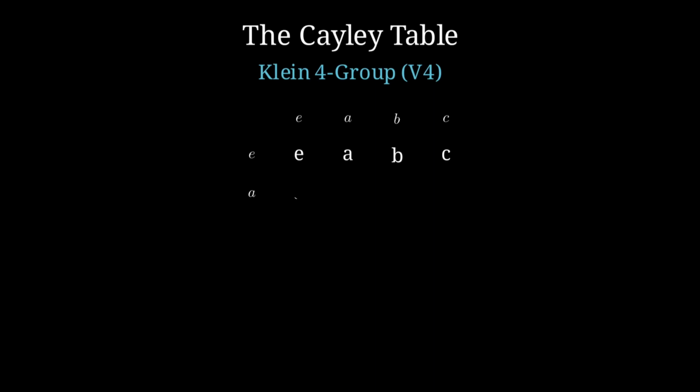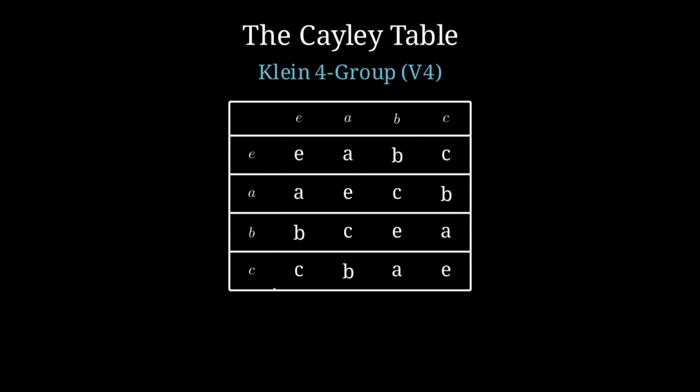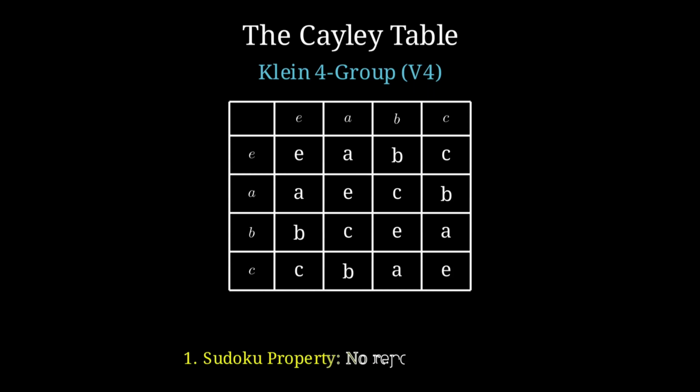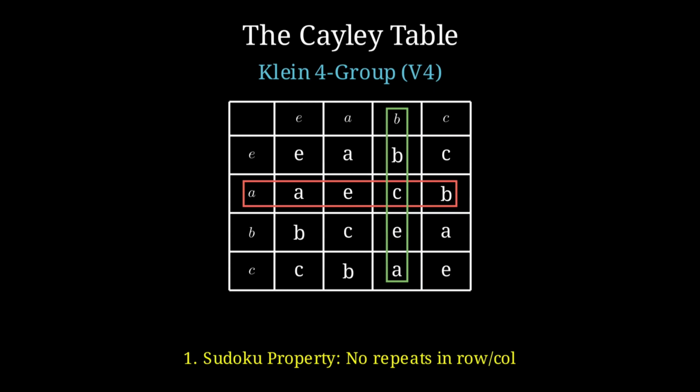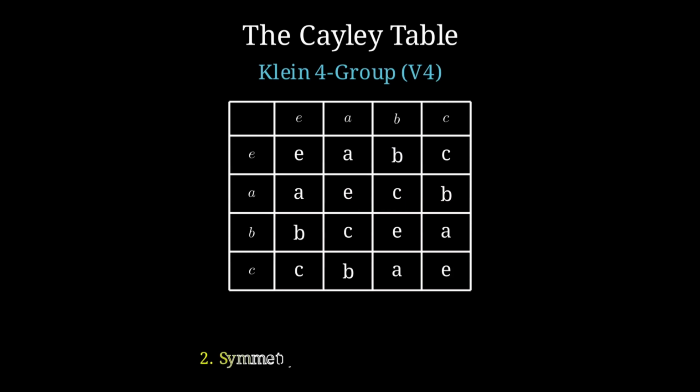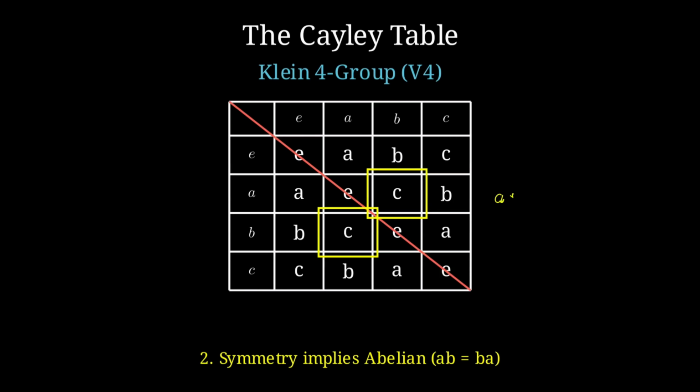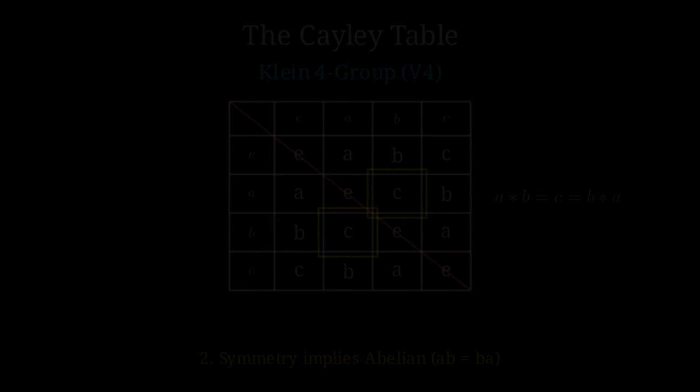For finite groups, we can map out every possible operation in a grid called a Cayley table. This reveals hidden patterns. First, the Sudoku property. Because of our inverse rule, no element can ever repeat in any given row or column. Second, if the table is perfectly symmetric across its main diagonal, it means the order of operations doesn't matter. We call such a group abelian.